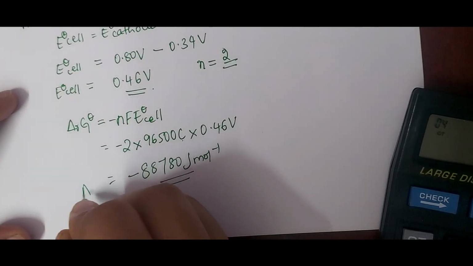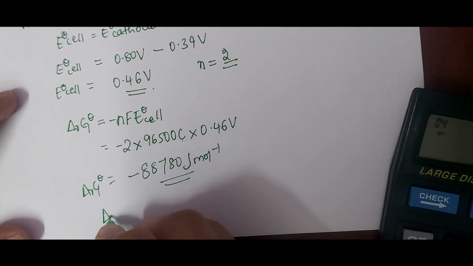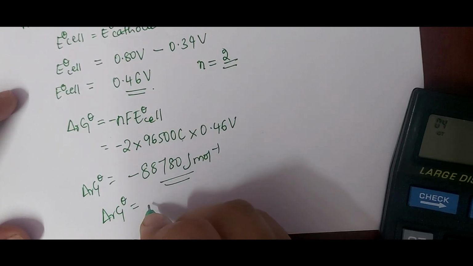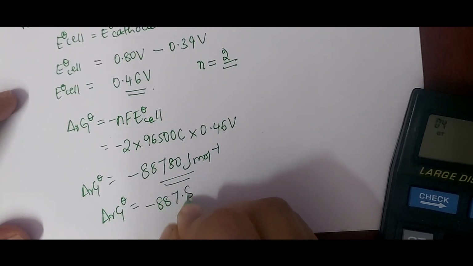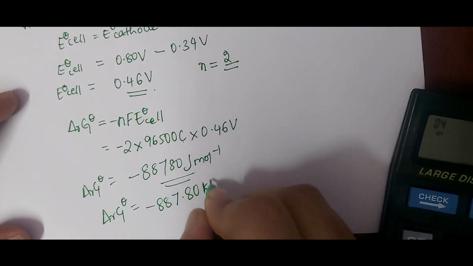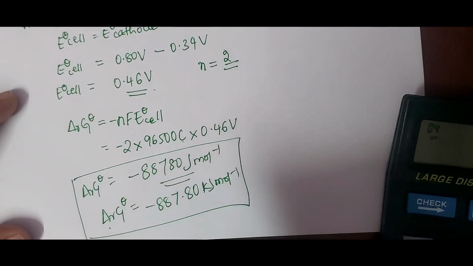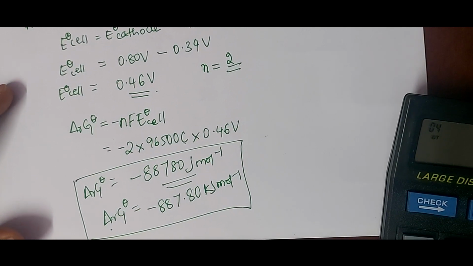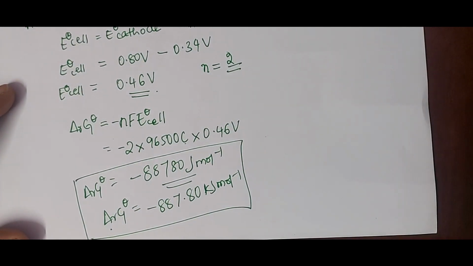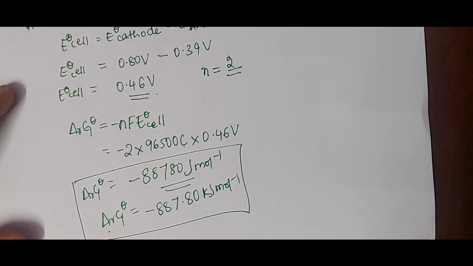In terms of kilojoule, the same value for delta RG naught will be equal to minus 887.80 kilojoule per mole. So this is the correct answer. So this is how you have to solve the problems on Gibbs free energy change. Next we'll see 2 more problems on equilibrium constant.